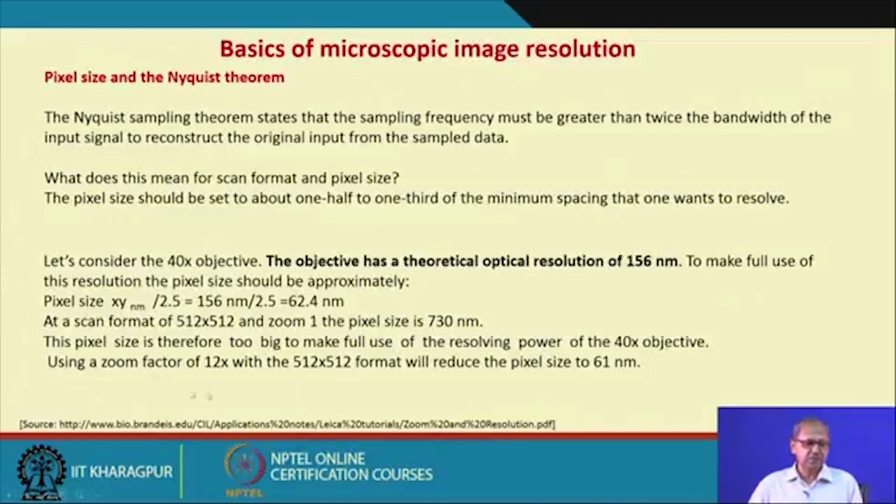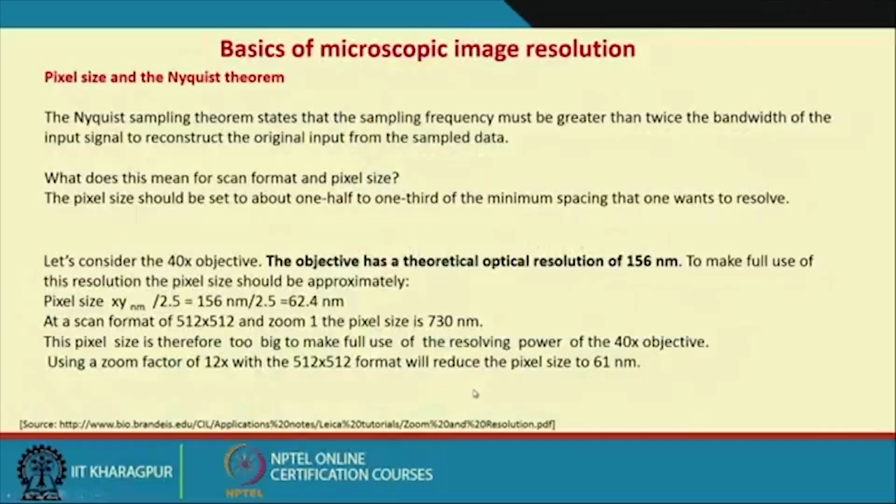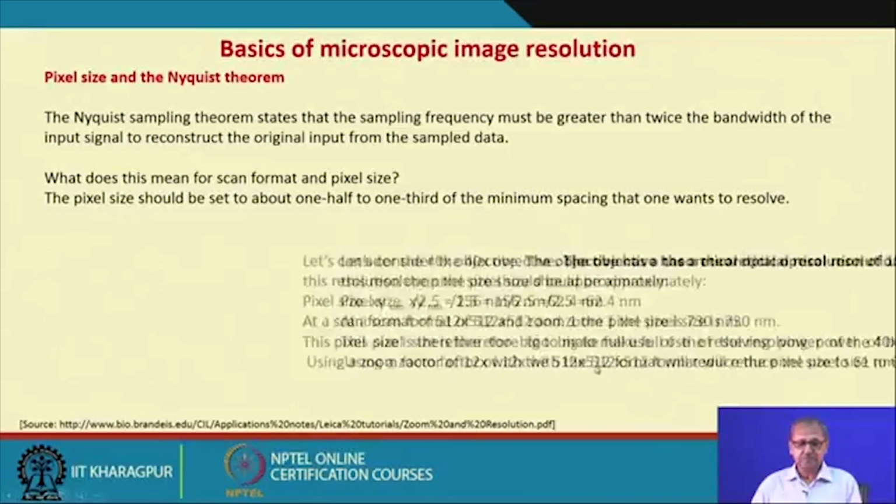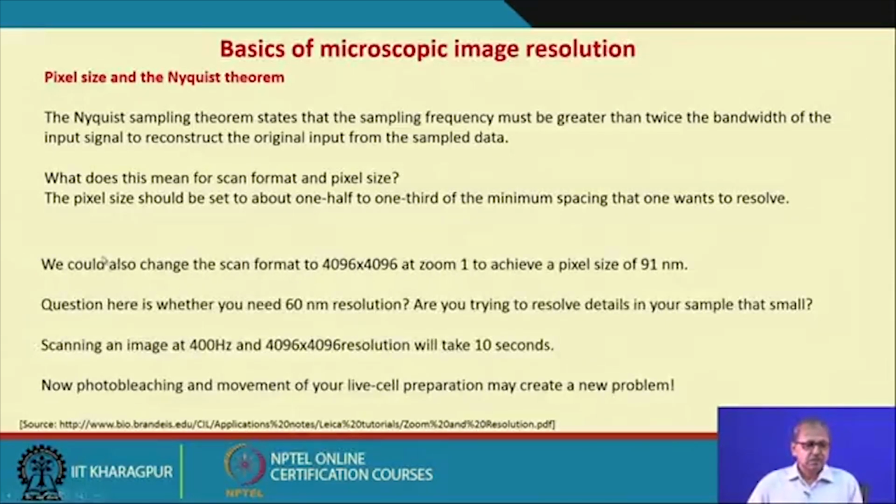So, what do you have to do? You can use a zoom factor of 12x with the 512 by 512 format, which will reduce the pixel size to 61 nanometer. So, keeping in mind the objective lens and changing the zoom factor, you can achieve the maximum resolving power of that objective. You could also change the scan format to 4096, then with zoom you can get 91 nanometer.